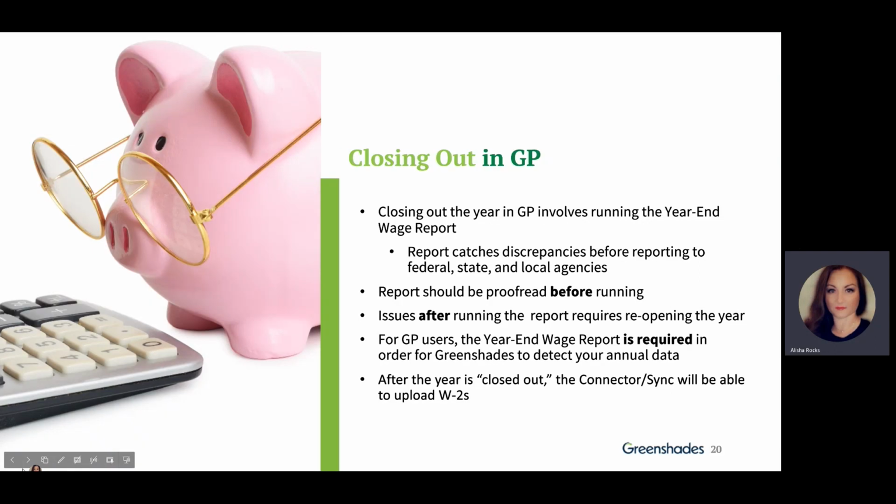So for our clients that use GP as their ERP, there are a few extra steps that you need to walk through in order to get your information over to Greenshades. First step is going to be closing out the year in GP. It involves running the year-end wage report, and depending on your settings, once you run that report, this may be an automatic process, but once that report's run and you're ready to send data over to Greenshades, one of our sync or connector products will be able to send that data over for you.